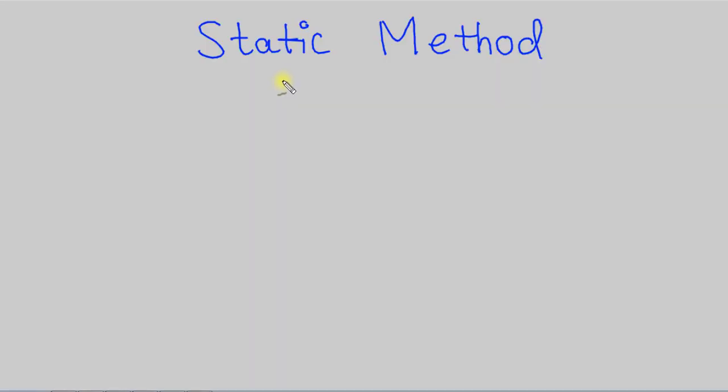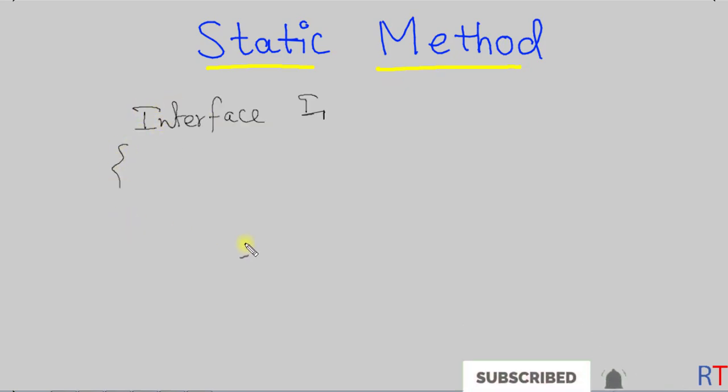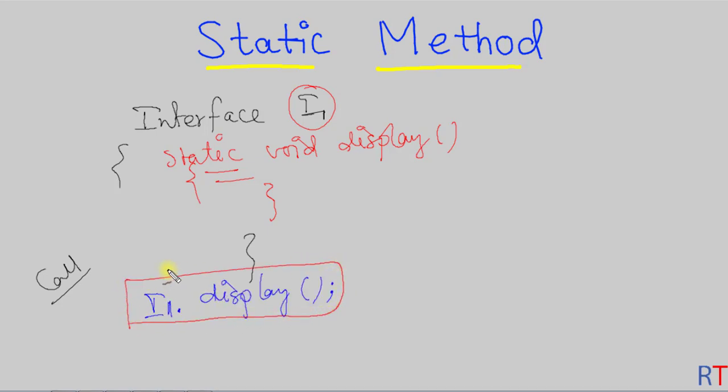Hey, what's up guys? In this video we're going to talk about the static method of an interface in Java. In Java we can have one interface and inside of it we can have one static method, and the method can have a method definition. And to call the method we have to use the interface name, like we have to write the interface name I1.display, and this way we can call the static method of an interface.